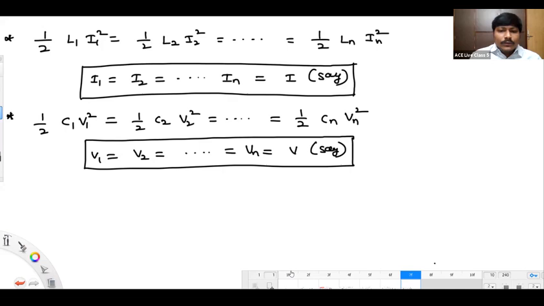So I'm moving to the lossless line, which may not be practical. You have a variation in voltage and currents throughout the length of the line. You don't find the same magnitude of voltage and current. There may be a change, and that depends upon the attenuation.